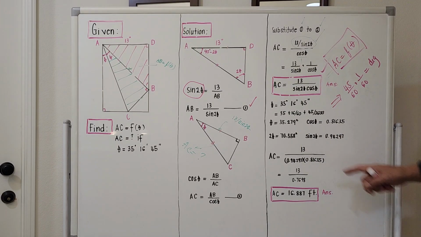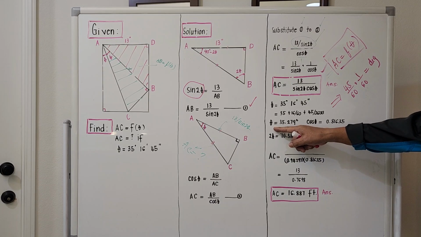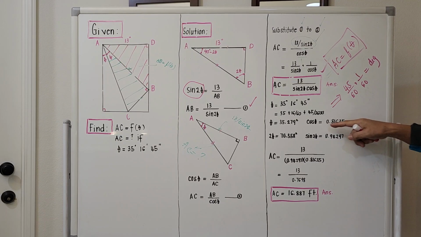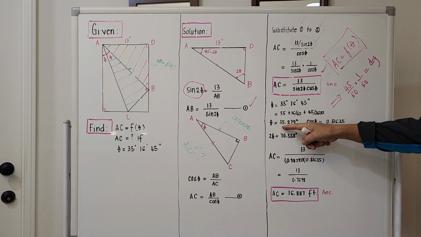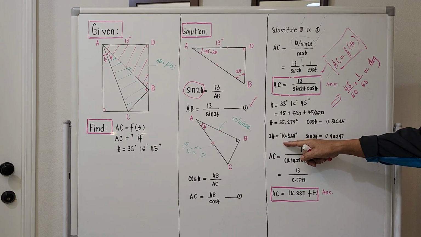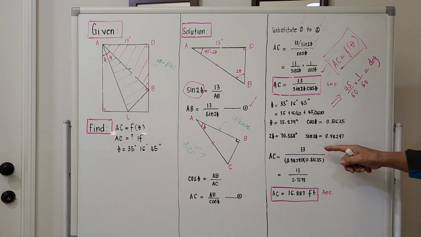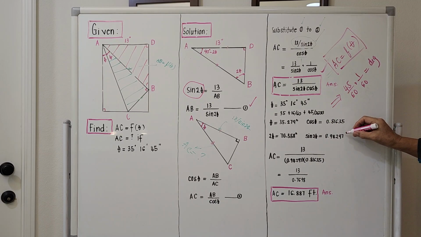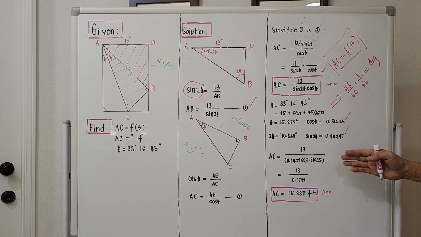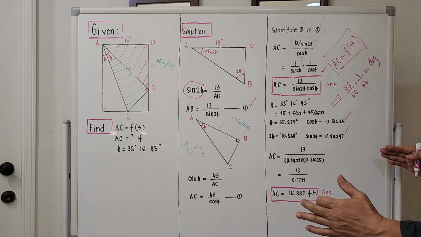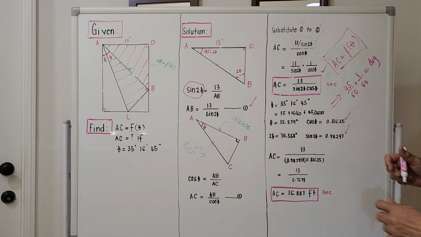Now that we are given the value of theta, we can compute the cosine of theta. Cosine of 35.279 is 0.81635. If theta is 35.279, twice theta will be 70.558, and the sine of 70.558 is 0.94297. I computed these values separately, so when we substitute, it is in compressed form. It's nicer to see the equation.